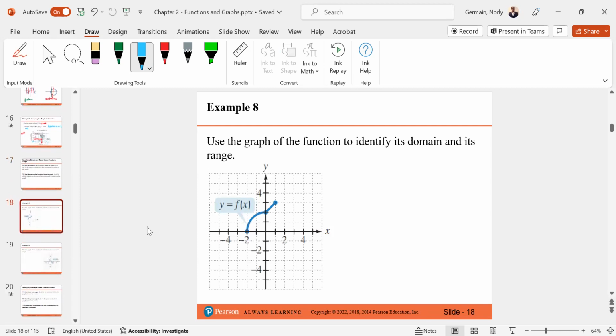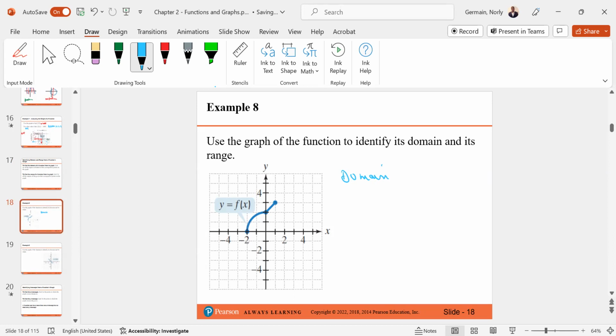Okay, right there. For this graph, use the graph of the function to identify the domain. Look at the domain of the function. So what would the domain be here? For the domain, as we said, to find the domain of a function from its graph, look for all the inputs. What would be the x's?